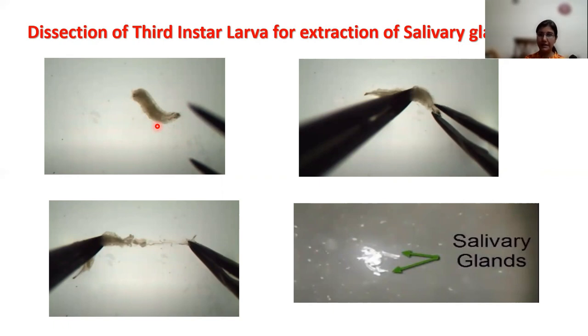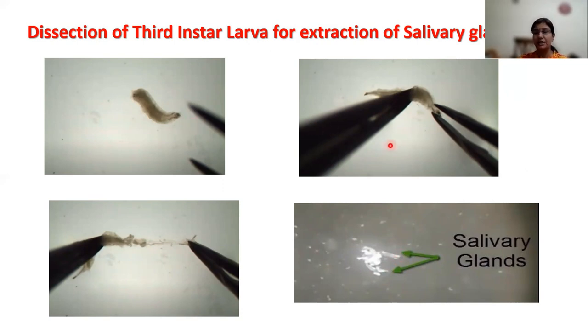After the larvae are cleaned, they are taken onto the slide and rolled properly with the needle at the middle of the larva body and a forceps holding the mouth region. And we have to tease the mouth region gently so that the whole body cavity comes out. When the whole body cavity comes out, the salivary glands are extracted, which appear very shiny white in color.